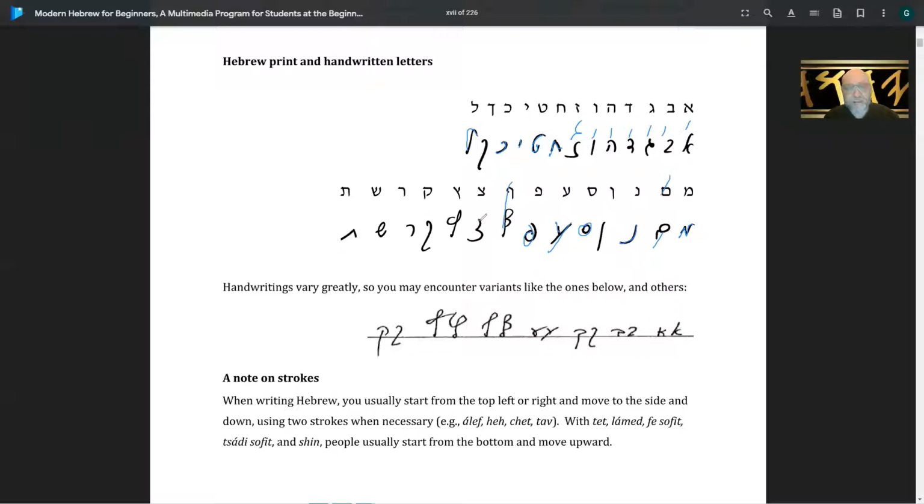Zarich. That's what we're missing. Zarich, Kof, Zadik. Okay, Zadik. And Kof looks like this. Kof, Zadik, Kof. So we need, let's see here. So we need Fe. All right, so let's start there with Fe. Okay, Fe.